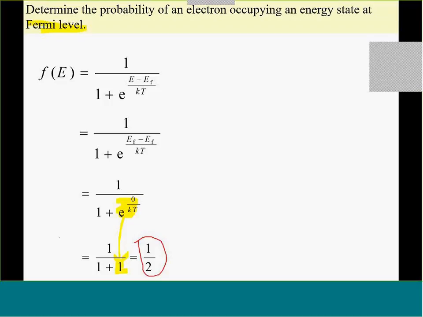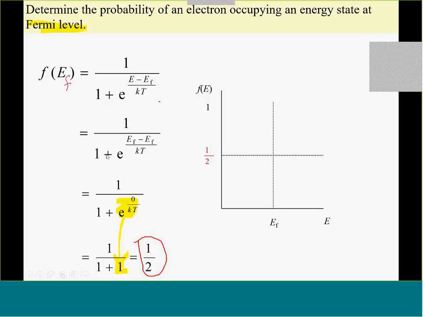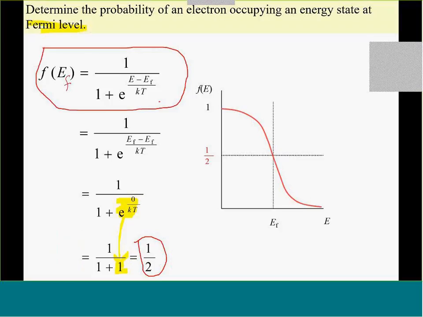At E Fermi, the probability of finding an electron is half, 0.5. If we draw it, the probability of finding it at E Fermi is one half. But if we look at this whole equation, it's kind of complicated, isn't it? Yeah, because of this expression. So, how can we simplify it?